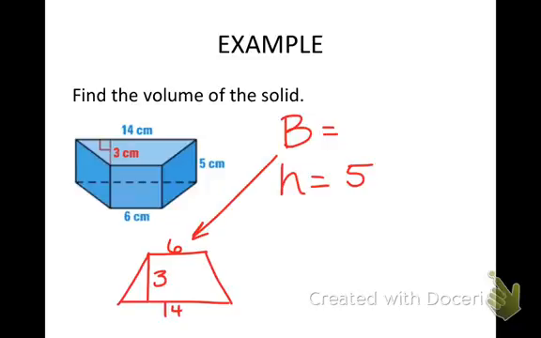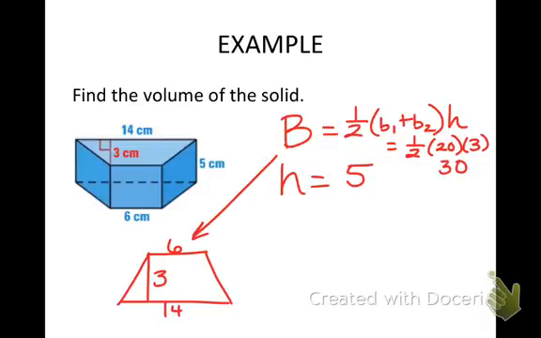Got some formulas that are going to need to go on these index cards for our final exam. One half, base 1 plus base 2, times height. Does that look familiar? So what is the sum of my bases? 6 and 14, which would make 20, right? Times what's the height of the trapezoid? 3. So my big B is going to be what number? 30. Half of 20 is 10, times 3 is 30.